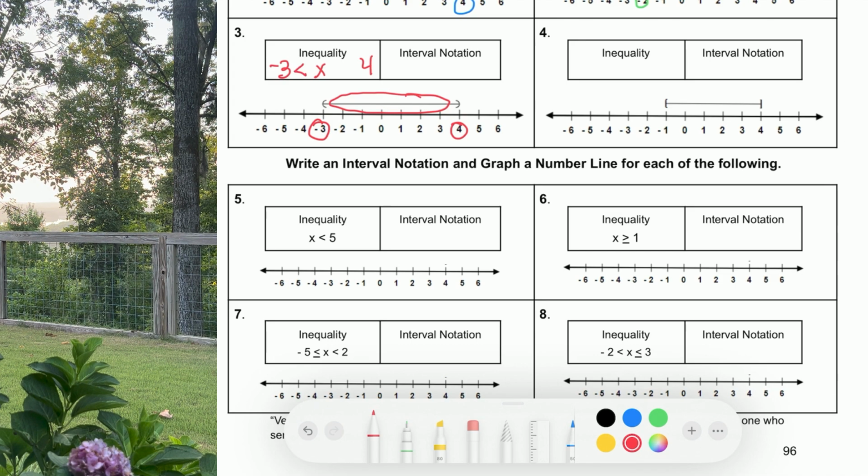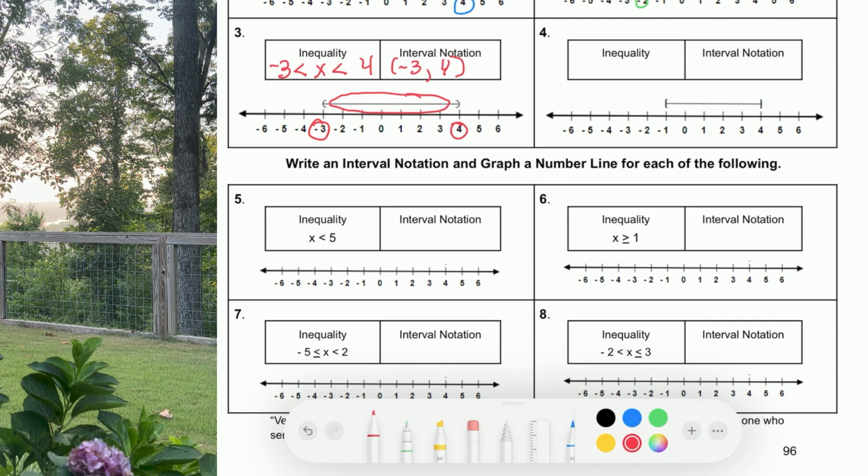-3 is less than that line, the values of x. But that line is less than 4. It's on the left side of the 4, so it's less than 4. So the way we would read this is -3 is less than x, whatever that value of x is, which is less than 4. Now let's look at the interval notation. We have parentheses, -3, comma, 4, parentheses. And the way someone would read that is the value of x is between -3 and 4, from -3 to 4, but not including those numbers.